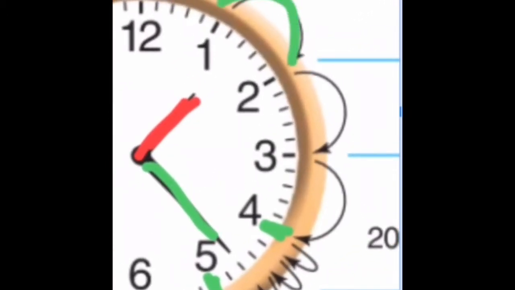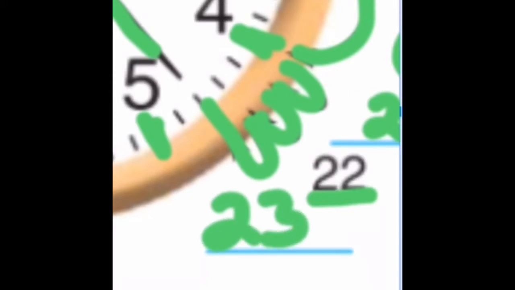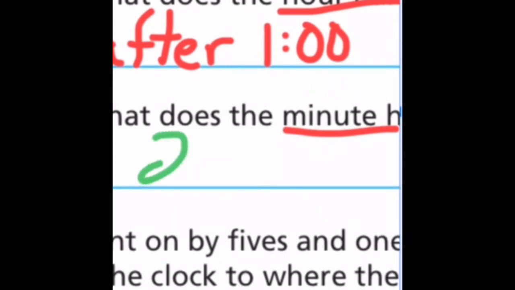There's 5, 10, 15, 20. And now we have to start counting by 1s. 21, 22, 23. So the minute is 23. 23 minutes.